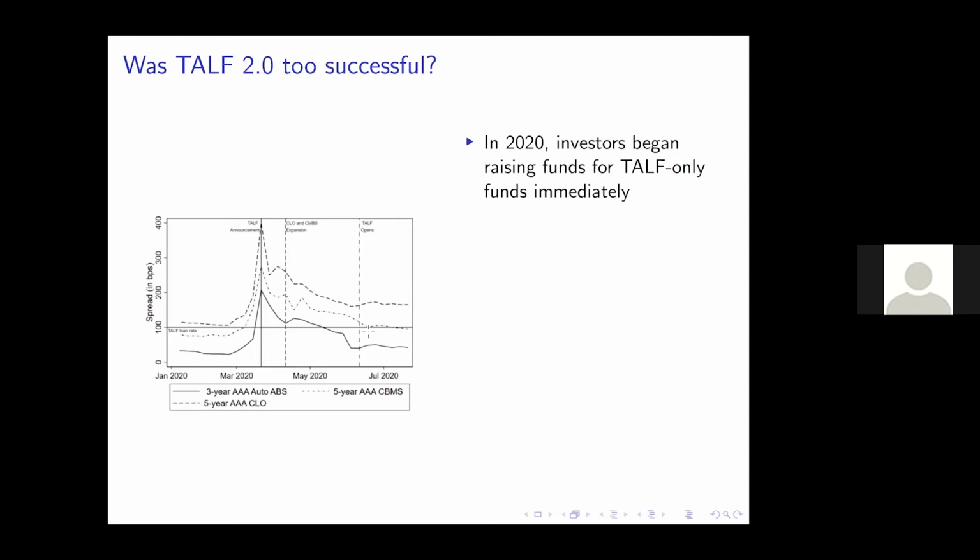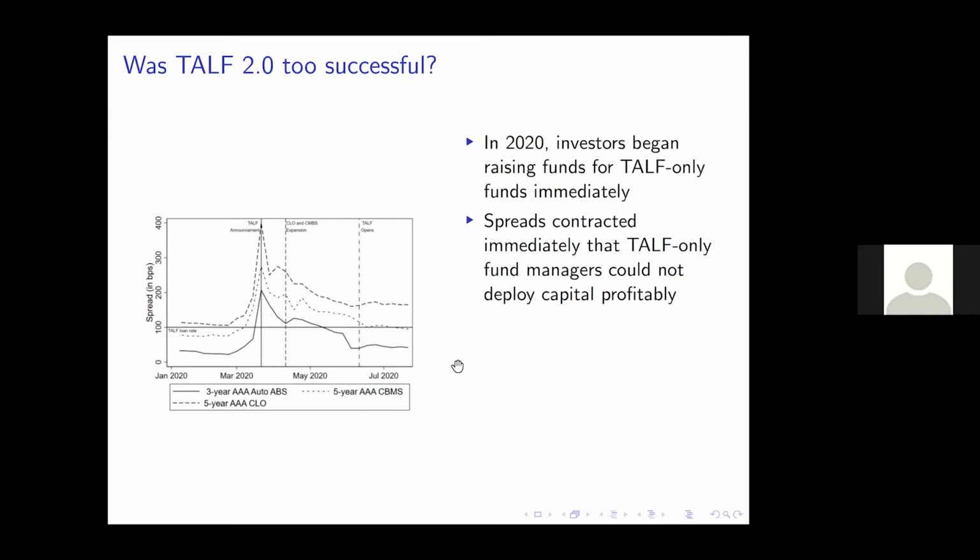Even on CMBS, they're close to the TALF loan rate, and only for the CLOs, where you don't buy the legacy stuff anyway, are they still elevated. So the point here is that TALF was not an attractive proposition by the time it opened, because participants had already arbitraged away the opportunity ex ante.